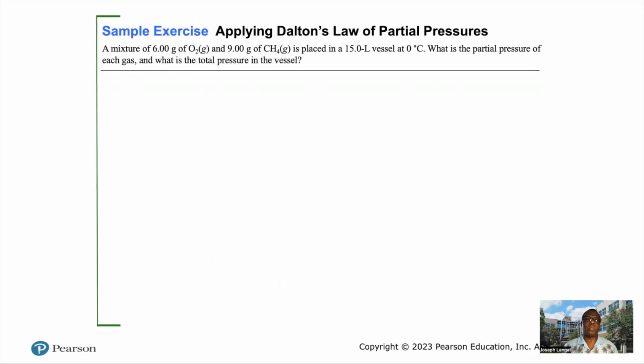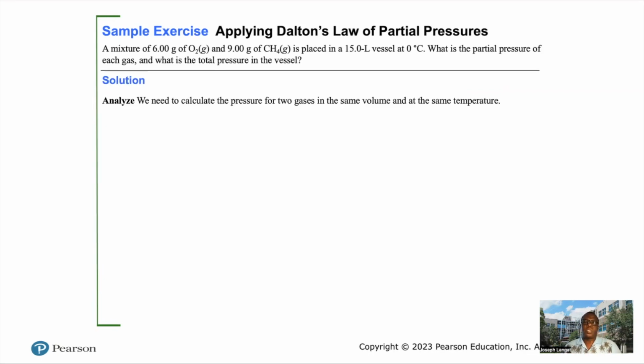At the outset, we have 6.00 grams of oxygen gas. Remember, three significant figures. And 9.00 grams, three significant figures, of methane is placed in a 15.0 liter vessel at 0 degrees Celsius. What's the partial pressure of each gas? You need to find the number of moles, so look at how to proceed with finding the partial pressure.